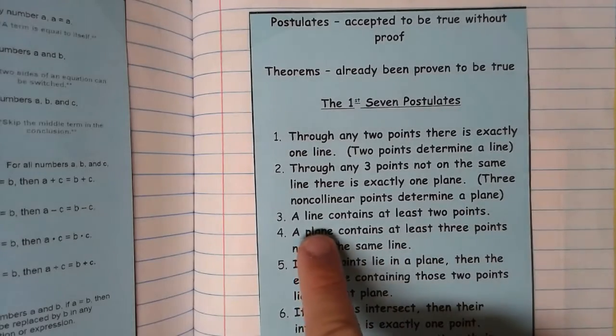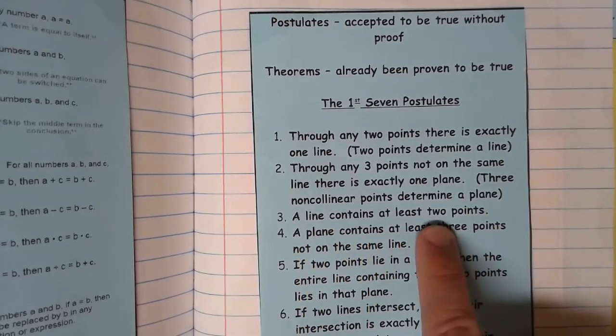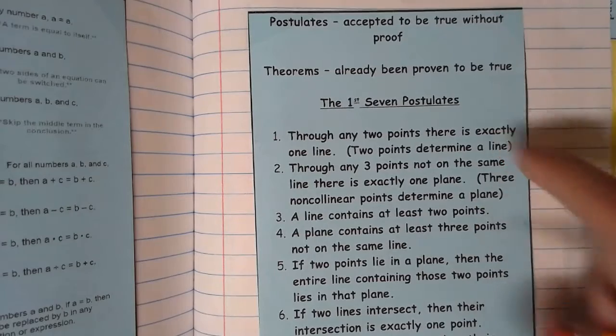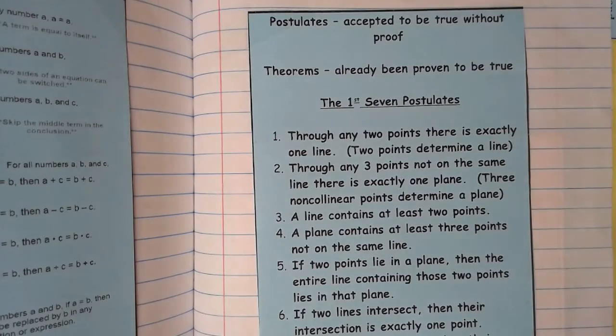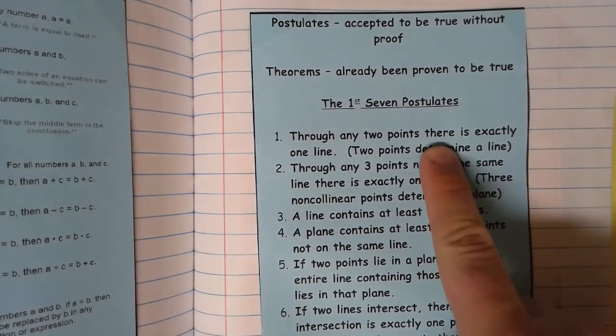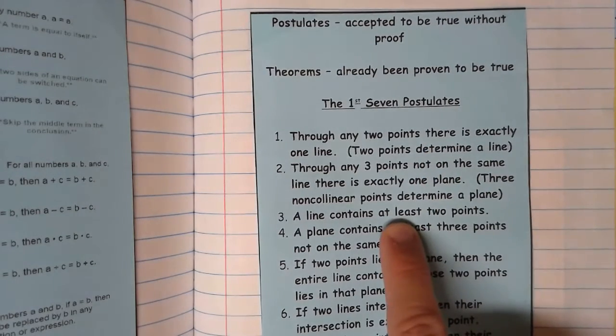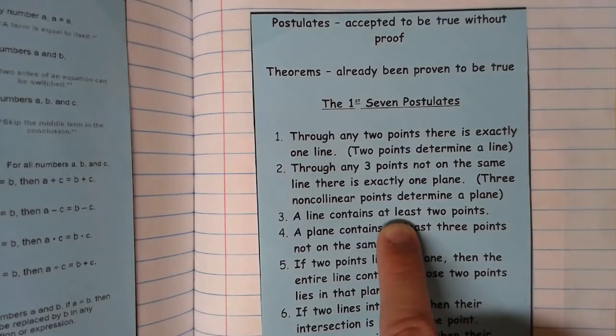Number 3, a line contains at least 2 points. So 1 and 3 kind of are related. Number 1 tells me that if I've got 2 points, there's exactly one line that can go through it. And then number 3 tells me that if I have a line, then I must have at least 2 points on that line. If I've only got 1 point on that line, then it can't be a line. It can only be a point. So for a line to exist, there must be at least 2 points on that line.